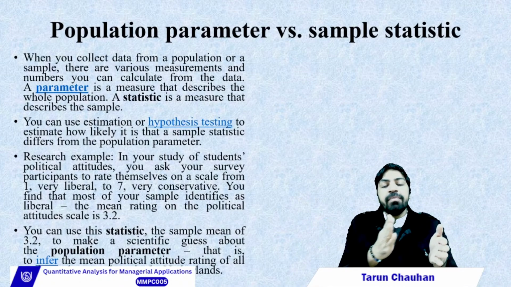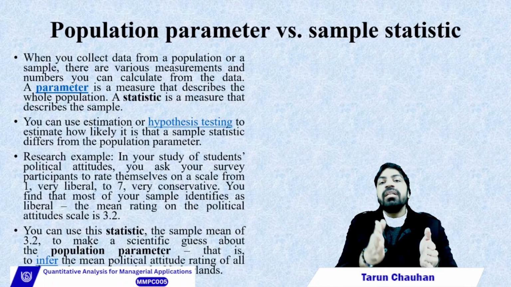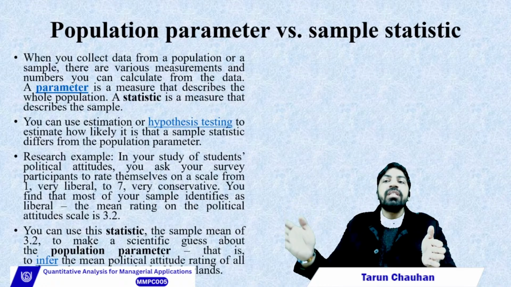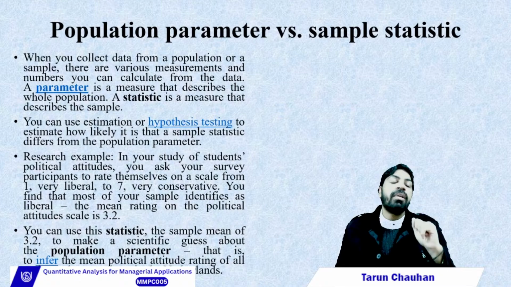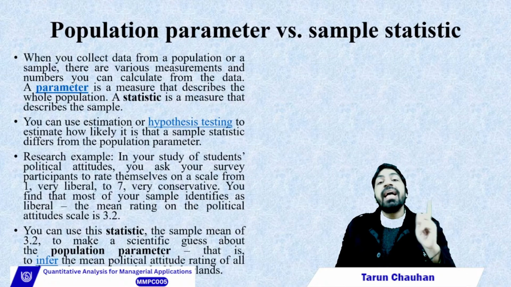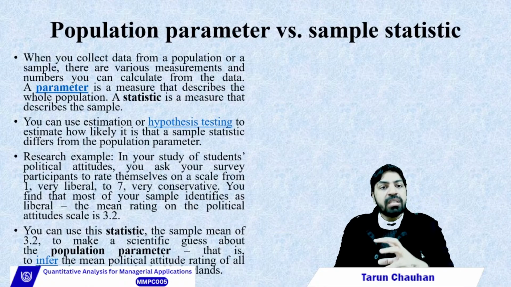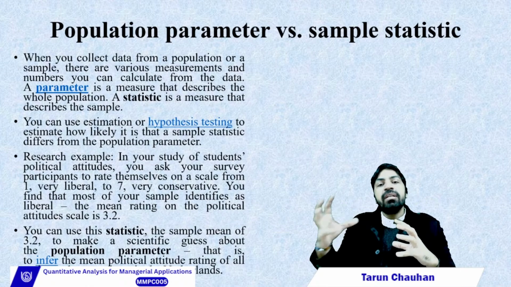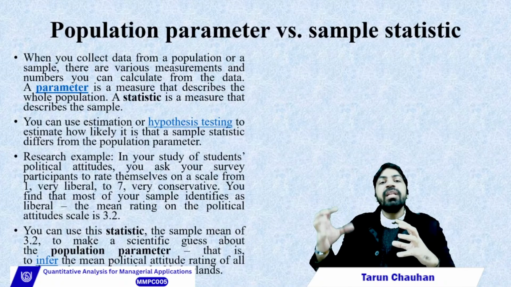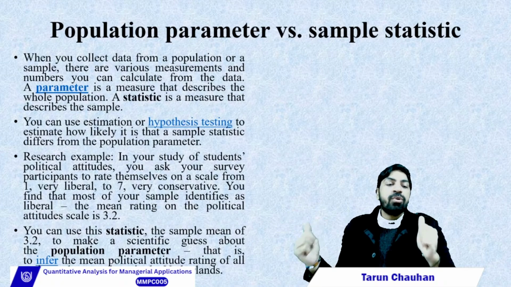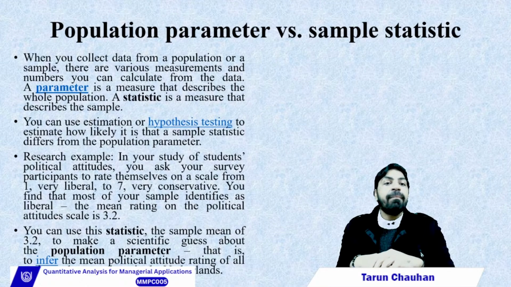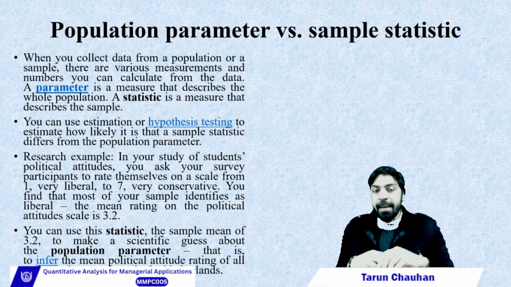So I'm studying the psychological behavior of university students. That becomes the population parameter. If we calculate the mean score of 100 university students, that's called a sample statistic, or in other words, we can talk about the descriptive statistics of the sample.